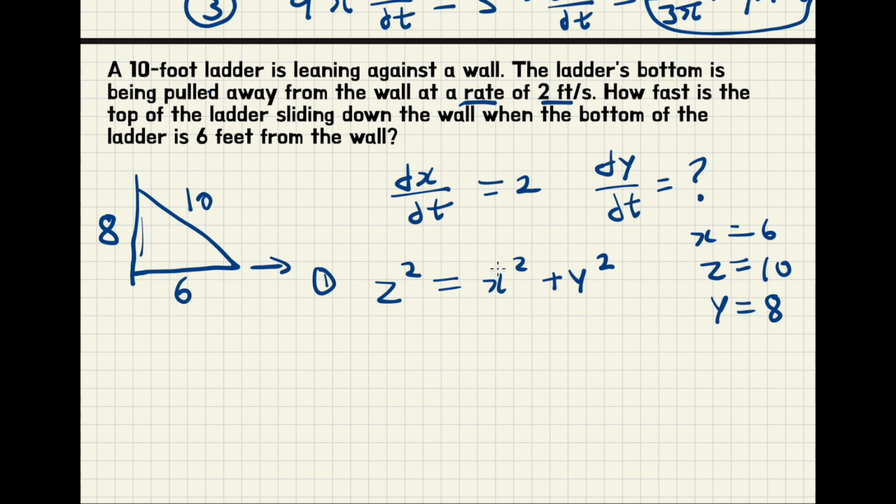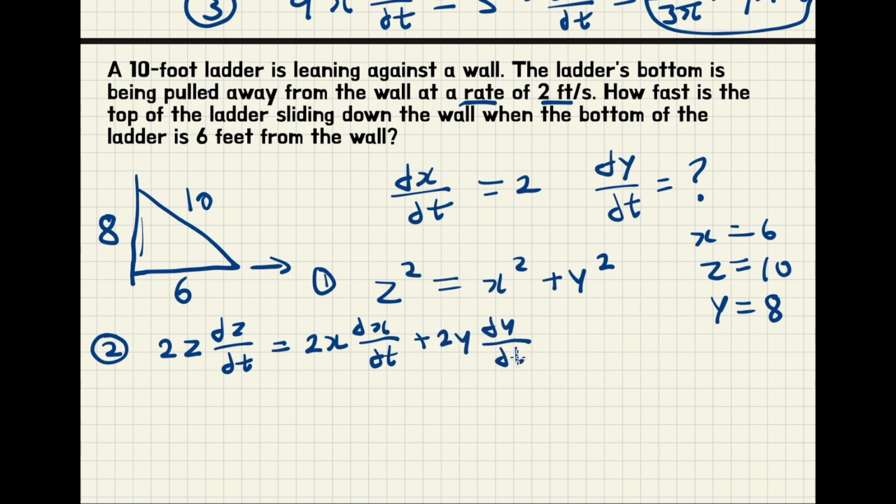So differentiating both sides of the equation, we get 2z dz/dt equals 2x dx/dt plus 2y dy/dt. As you can see, there is a 2 on each term, so you can cancel out that 2 to make our job less complicated, right? Cancel out all the 2's and then replace z with 10.